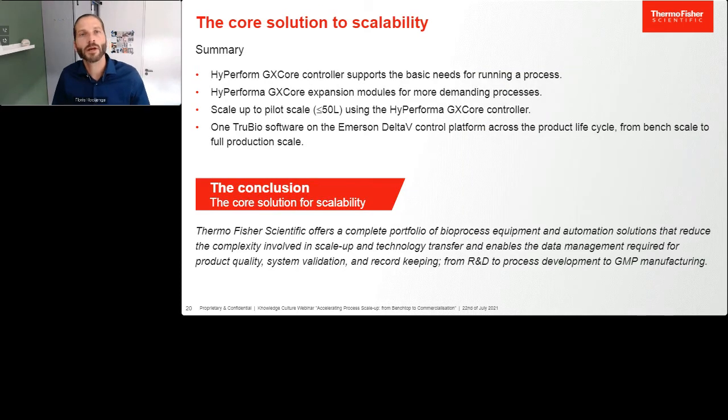So if we summarize the benefits of the GX Core, it is an ideal system for companies which do their first scale-up from R&D to bench scale from, for example, a shaker flask. As they develop their process over time, more demanding process and expansion modules can be added to facilitate this, for example, for fed-batch or perfusion processes. Also, for further scale-up to pilot scale, the GX Core controller can be utilized without the need of buying a new bioreactor controller.